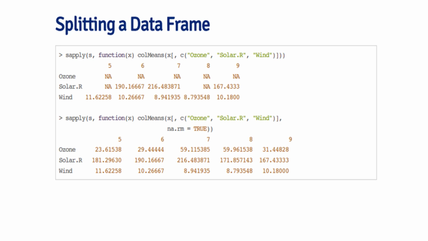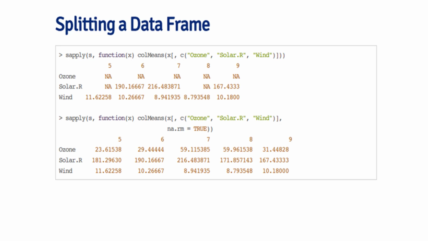Of course, I still got NAs for a lot of them because of the missing values in the original data. So one thing I knew is I am going to pass the na.rm argument to colMeans. That would remove the missing values from each column before it's calculating the mean. And now when I call sapply on the split list, I can get the means of the observed values for each of the 3 variables for each of the 5 months.